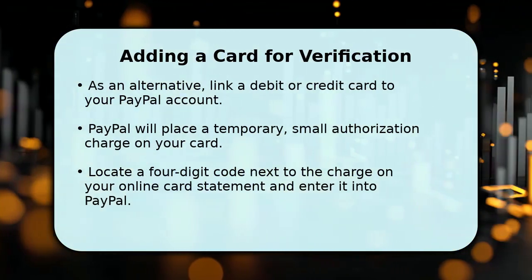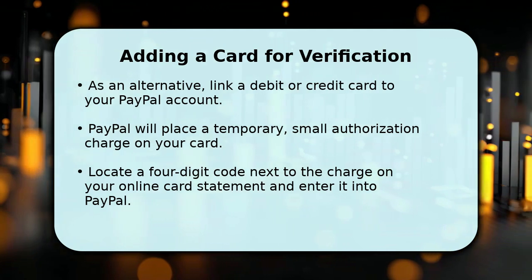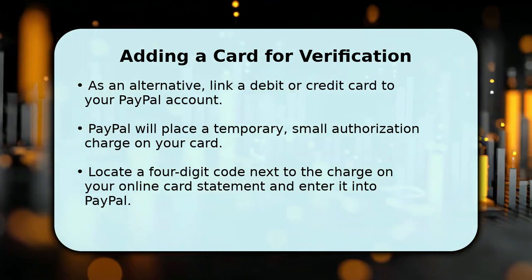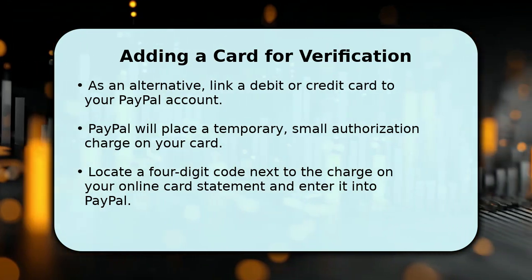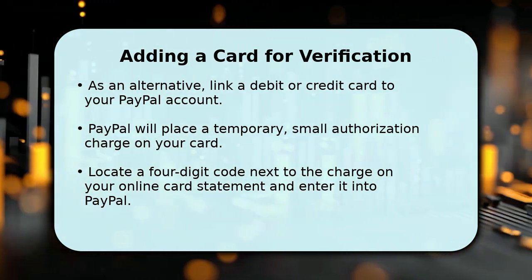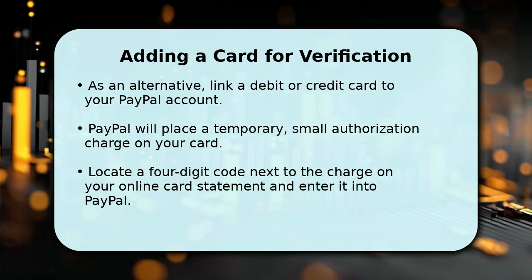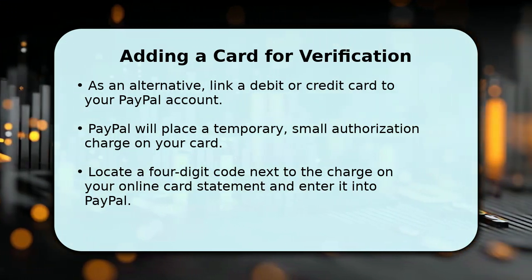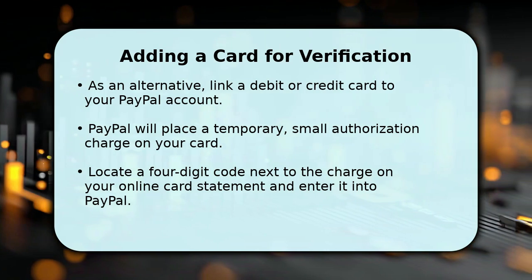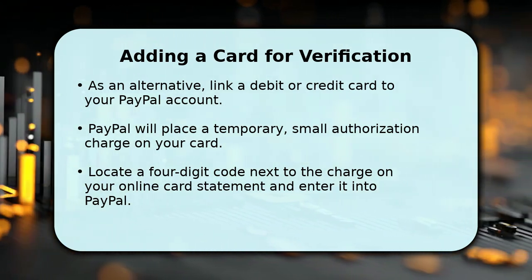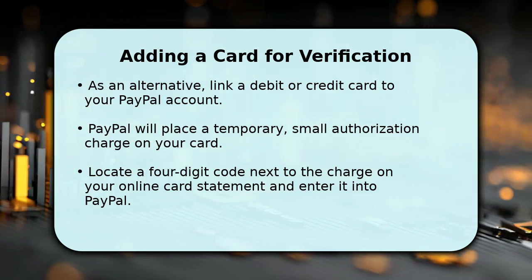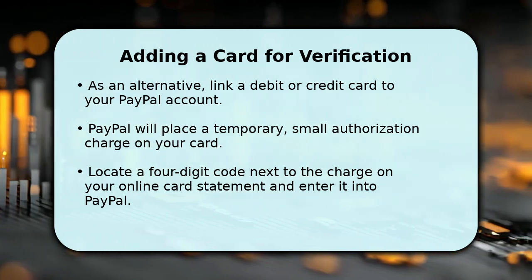Alternatively, you can verify by linking a debit or credit card to your PayPal account. After adding your card details, PayPal will place a small, temporary authorization charge. Check your card statement online or through your bank, and you will find a unique 4-digit code accompanying this charge. Enter this code into PayPal to complete your card verification quickly.